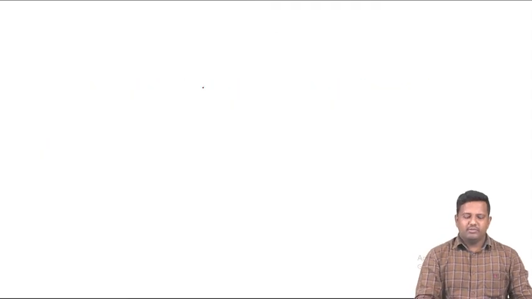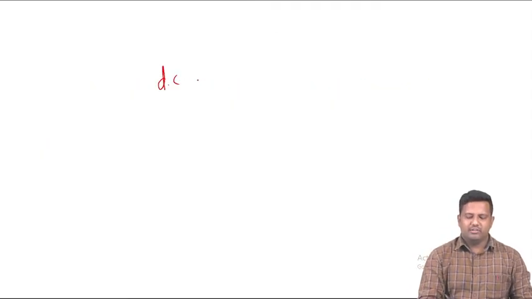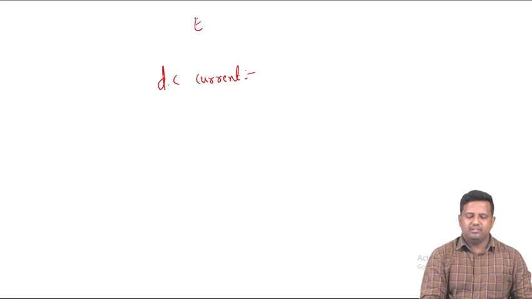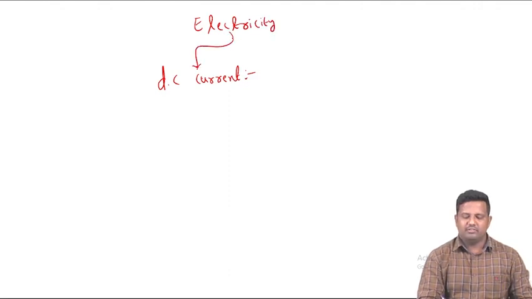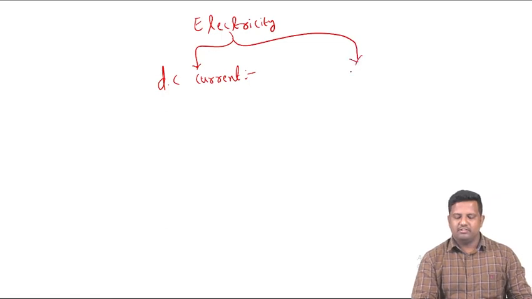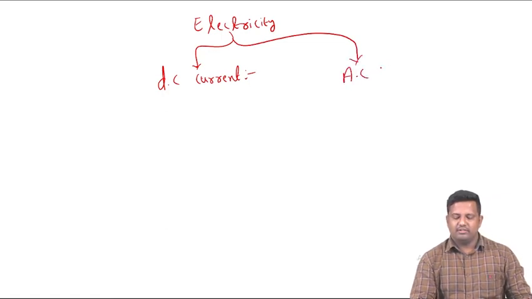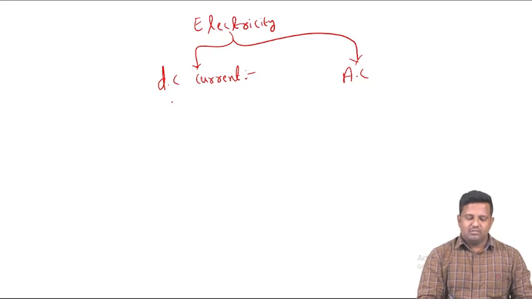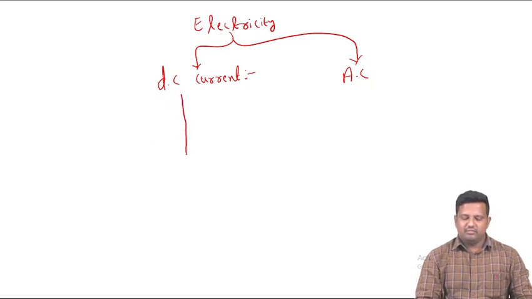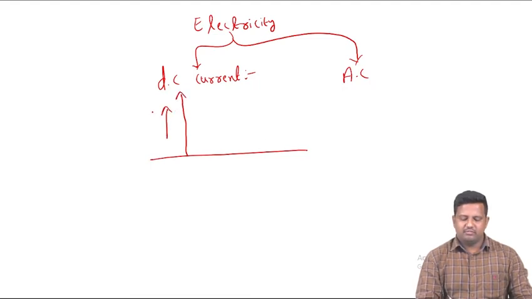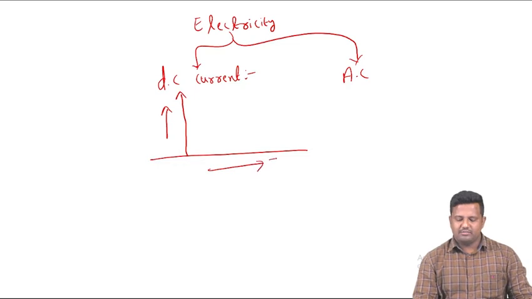What is meant by the DC signal? DC, direct current. As I said, electricity is available, or we can access either DC electricity or AC, alternating current. So what would be the DC current? The y-axis is the magnitude of the current, and the x-axis is the time function.